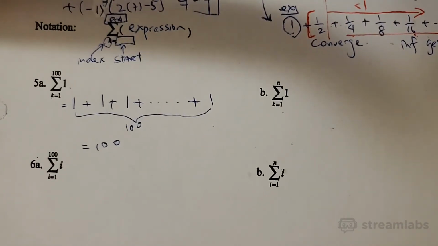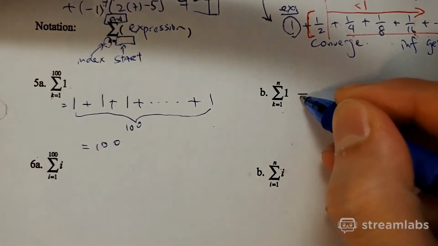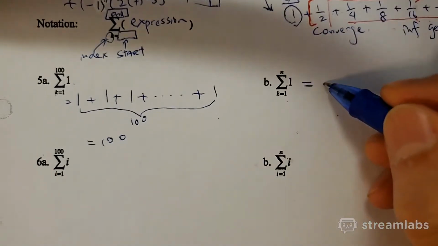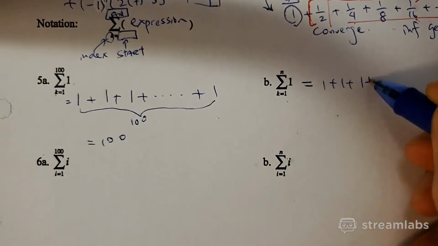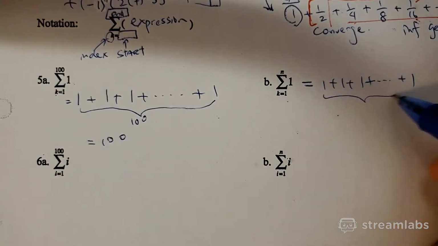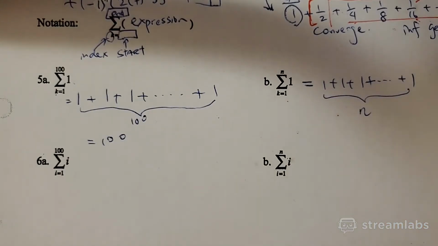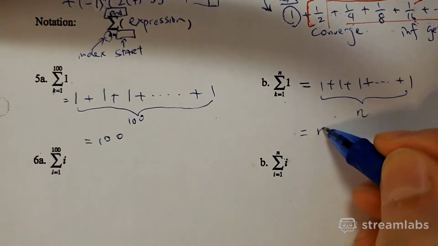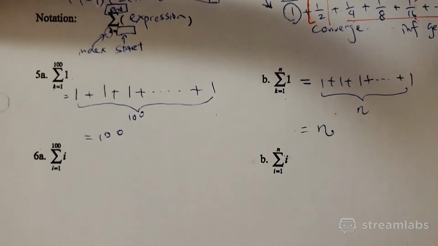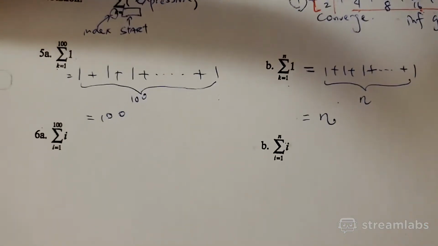Similarly, on the right side, if I'm going to n, what would the answer be? I get 1 plus 1 plus 1 plus all the way to 1, which is n 1s, which ends up being n times 1, which is n. Cool. All right.